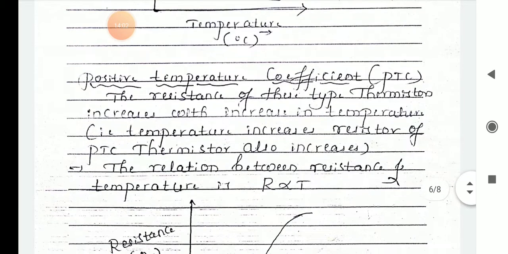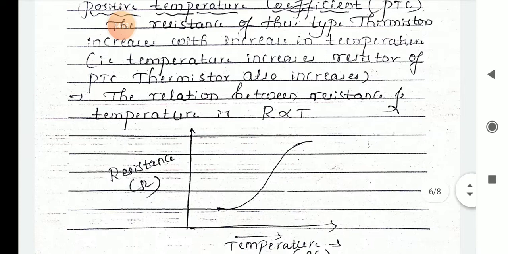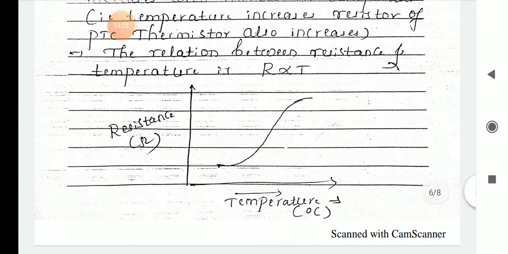Next we'll move on to the positive temperature coefficient. It is totally opposite of that NTC. The resistance of this type of thermistor increases with increase in temperature. That is, as temperature increases, the resistance of the thermistor also increases. The relation between resistance and temperature is given by R is directly proportional to T. So in the x-axis temperature and in the y-axis resistance. Means what? As the temperature increases, resistance also increases.